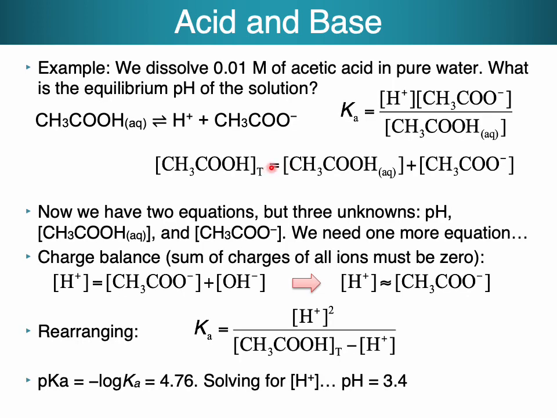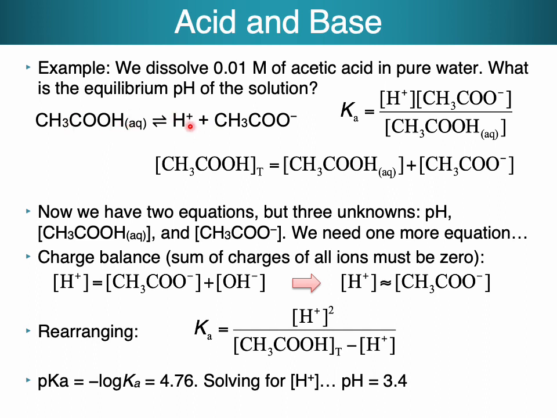So how can we quantify the concentrations of different ions and species in the system at equilibrium? We're first giving you an example here. Let's say we dissolve 0.01 molar of acetic acid in pure water. Again, molar means the number of moles per liter of solution. What is then the equilibrium pH of the solution? So now, first let's look at this.